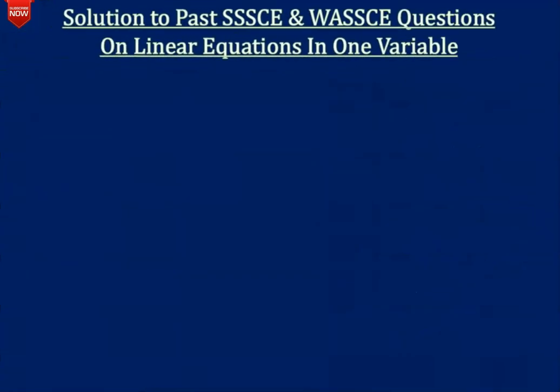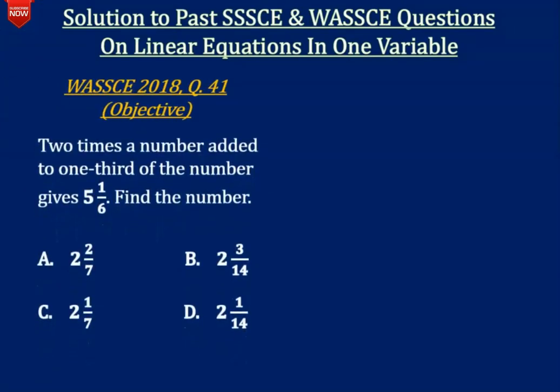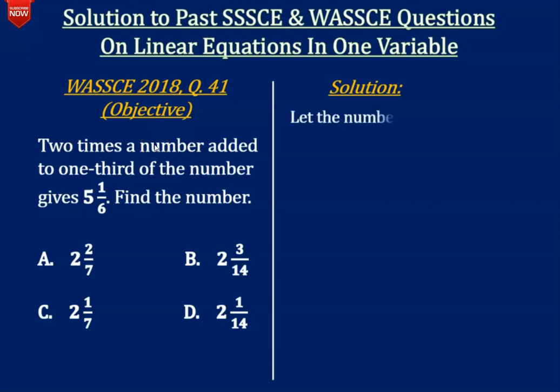Objective question 41 of WASSCE 2018. 2 times a number added to 1/3 of the number gives 5 and 1/6. Find the number. Solution. The unknown quantity in this case is the number. Therefore, let's use x to represent the number.